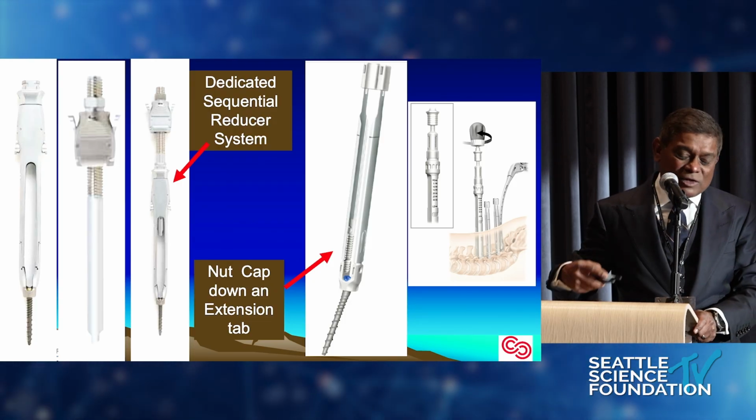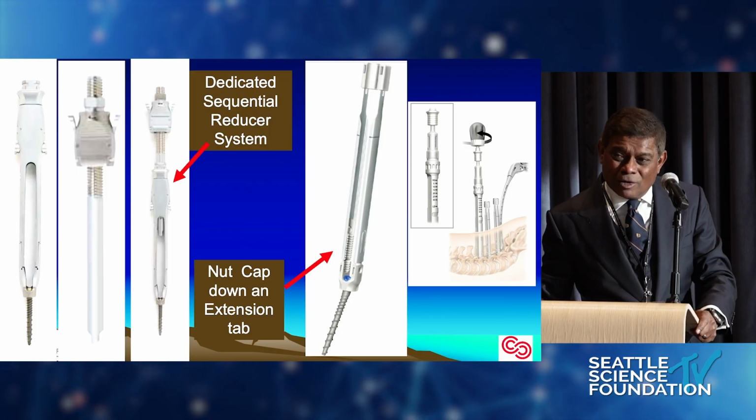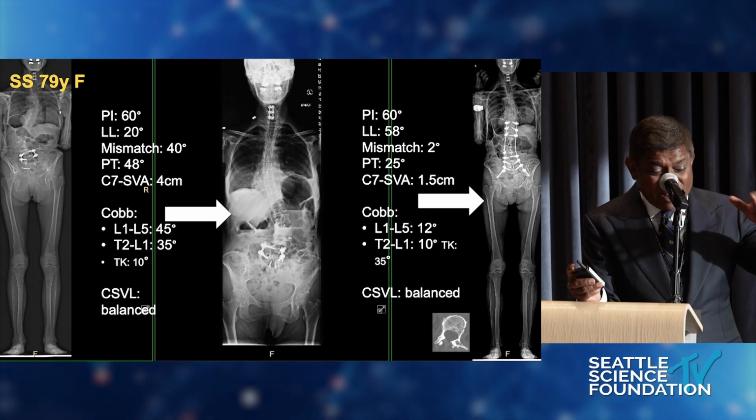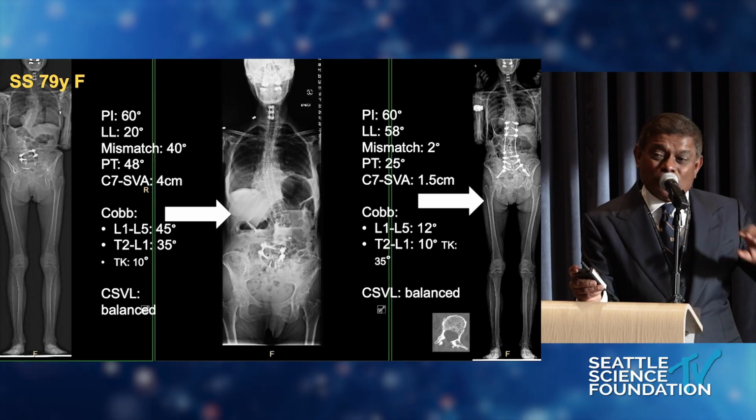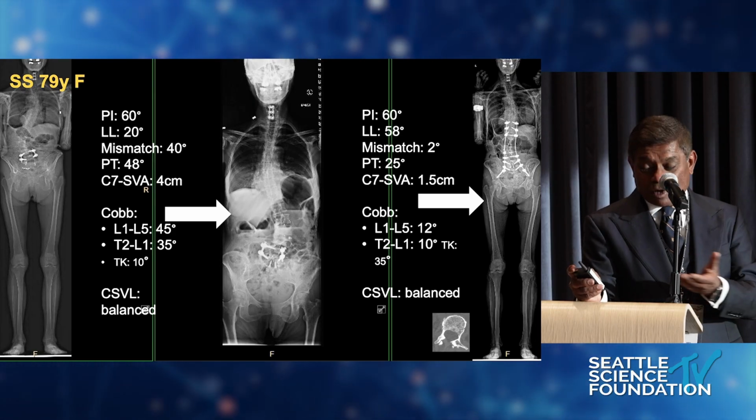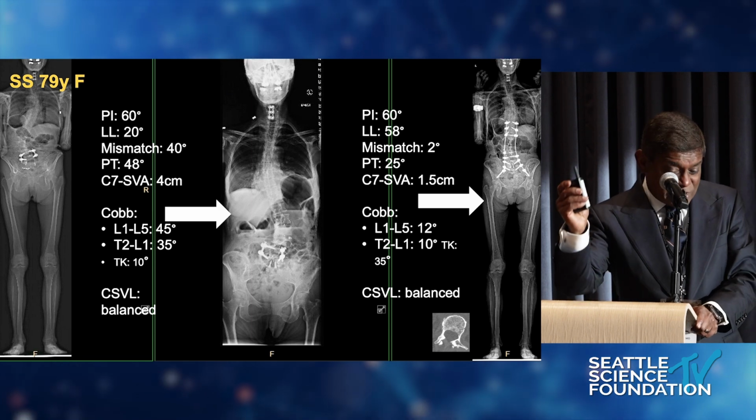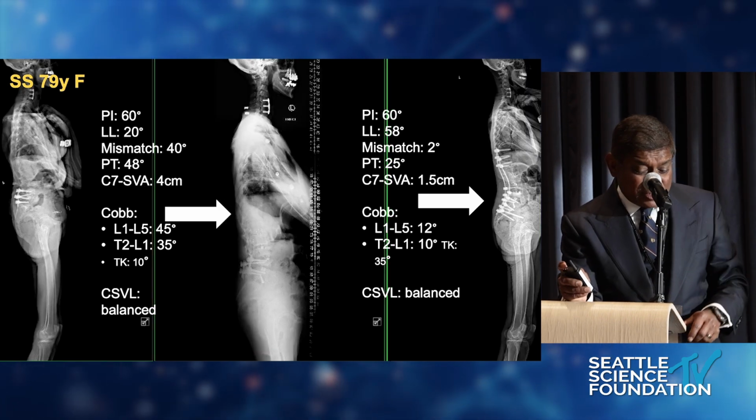So you need the right tools to get the job done. You need a dedicated, graduated, sequential reducer. It's really important. You can't get it down. You can't derotate and translate. And this is what you get if you do it. Pre-op, staged X-ray, post-op, and here's the AP X-ray, and there are the laterals. You get the full correction.